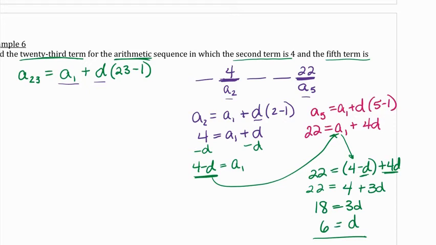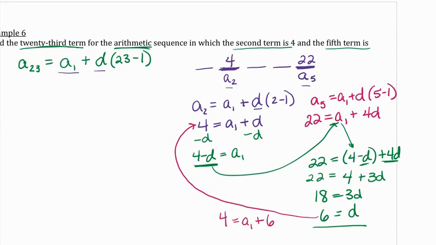You can take D and plug it back in here, right? I could say that 4 equals our first term plus our common difference, which is 6. So if I subtract 6, that makes my first term -2. Or you could just take the common difference up to where we first said this and subtract 6, and that'll give you your first term.